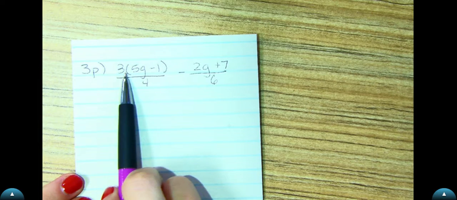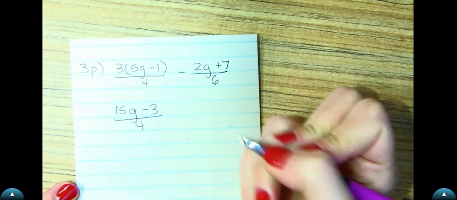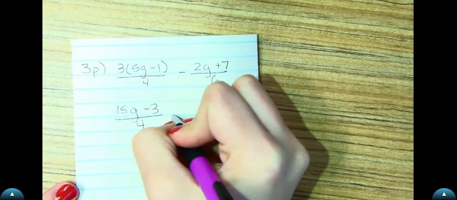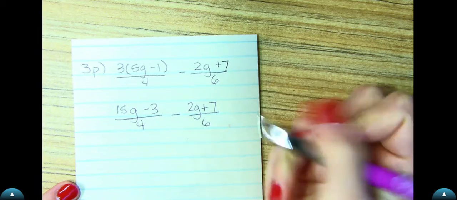Remember, the number outside of the parentheses gets multiplied with everything inside. 3 times 5 is 15. Keep the g. 3 times negative 1 is negative 3. And that's over 4. Then we have 2g plus 7 over 6.